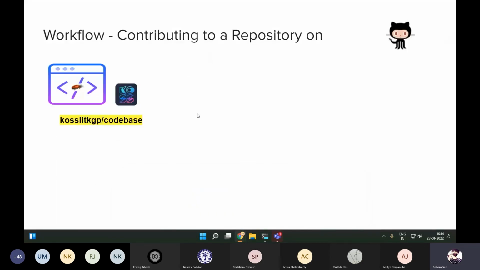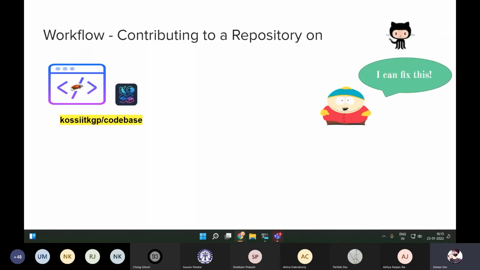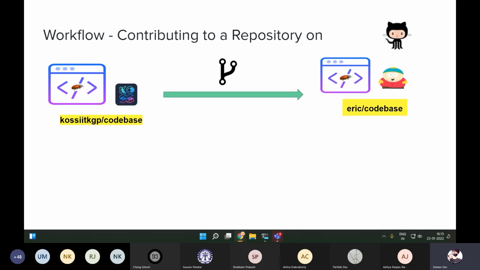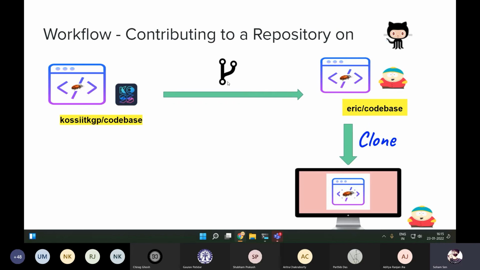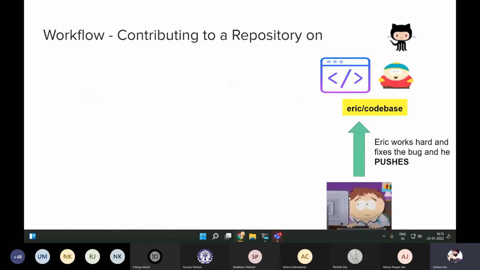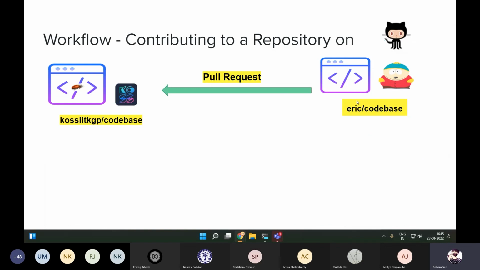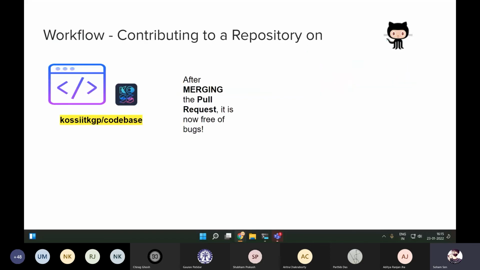So to recap, this is how it works. Let's say there's a project, in this example KOSS IIT KGP / code base, which has a bug in it. Now you think that you can fix the bug. Then what are the steps you should take? You should first fork the repository and then clone it onto your own machine. After you have cloned, you will fix all the bugs you want to fix, and then finally push it back to your own repository. After that, you will create a pull request in the original repository, and then finally someone, if they think the pull request is good, will merge it. Even if they don't, they can leave reviews and stuff. You can edit your pull request that way. So after merging the pull request, the original code base will finally be free of bugs.